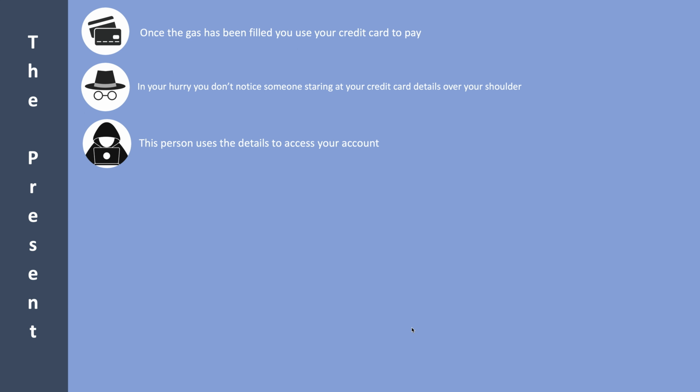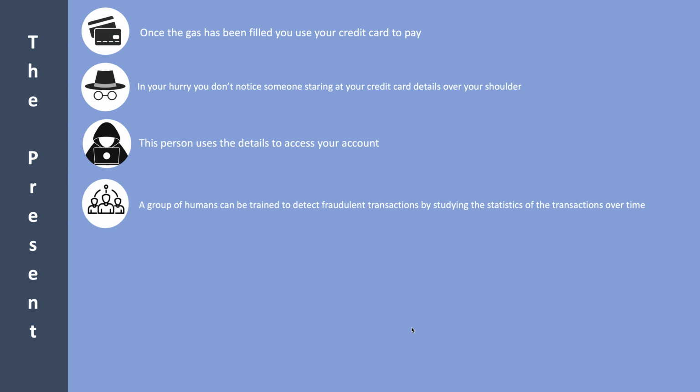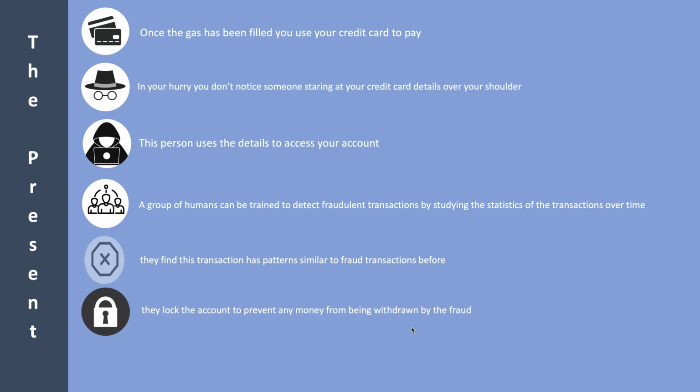So back to our case where you paid for your fuel using the credit card, and the fraudster who has identified the petrol pump as a place where people regularly use their cards to pay, gets your credit card details. Then using these details, he gets access to your account. He tries to withdraw cash, however, the group of employees find the transaction to be very similar to a fraud transaction and prevent it from completing. They lock the account to prevent any money being withdrawn and alert the bank so that the details of the account and card can be changed to prevent the fraudster from making away with your money.